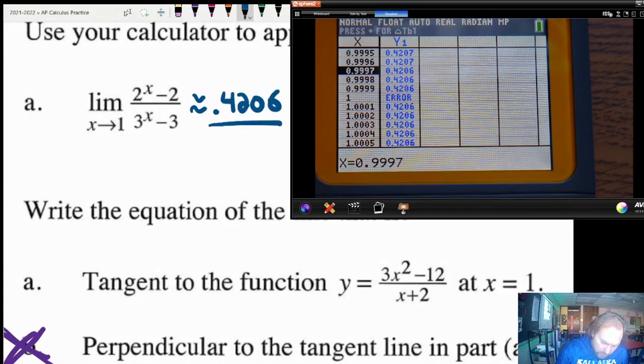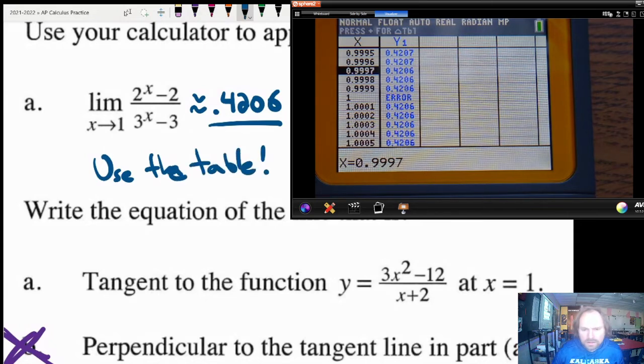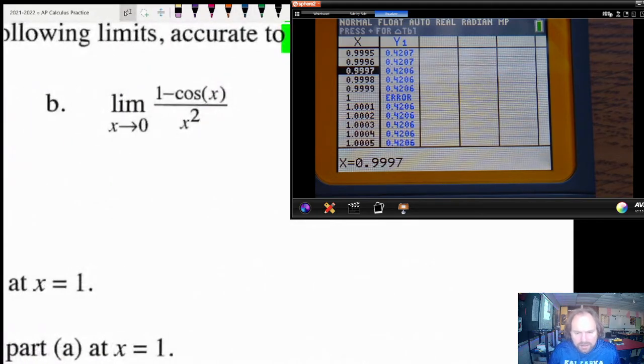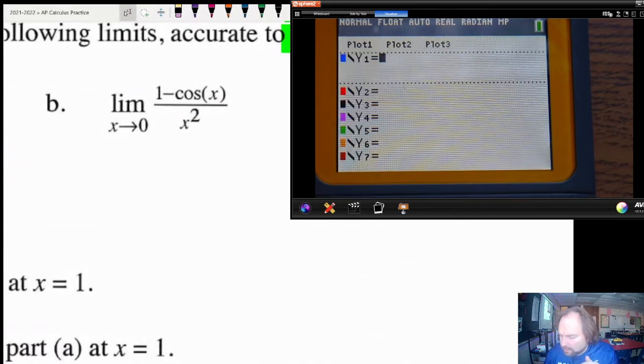0.4206. So my advice to you is use the table feature of your calculator. Use the table. That's the best one. Let's try B also, which I think is probably going to be the same kind of thing happening. Yeah, if we plug in 0, we're going to get the same problem. So we'll just program this into y1 and see what happens on the graph.